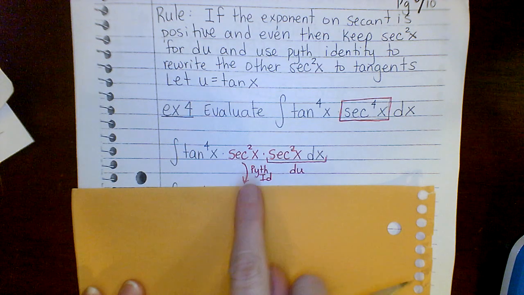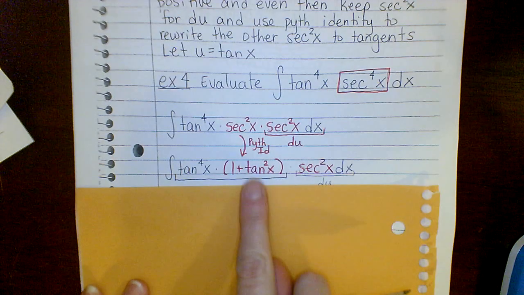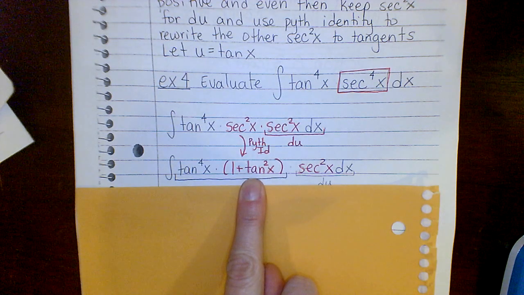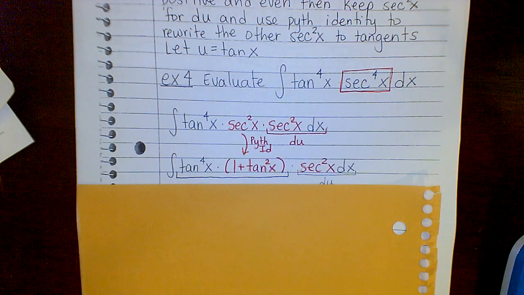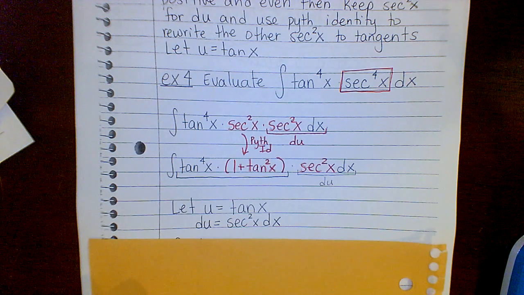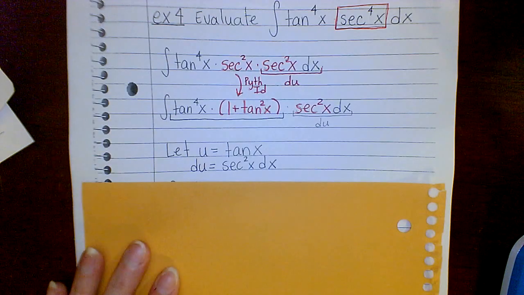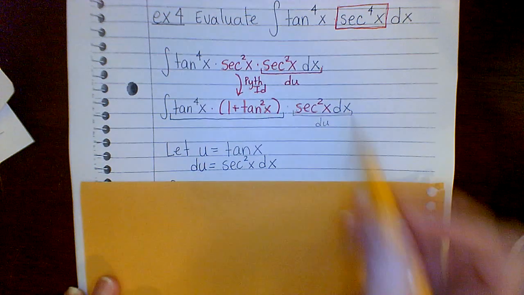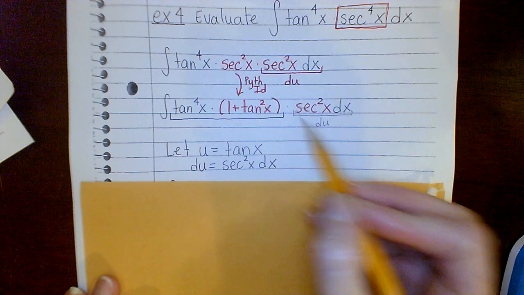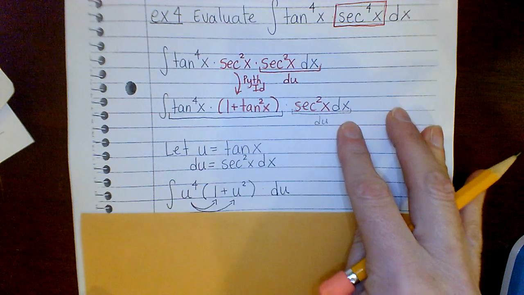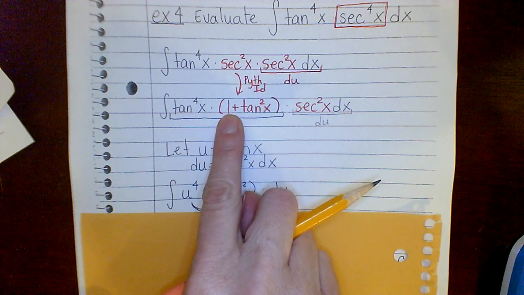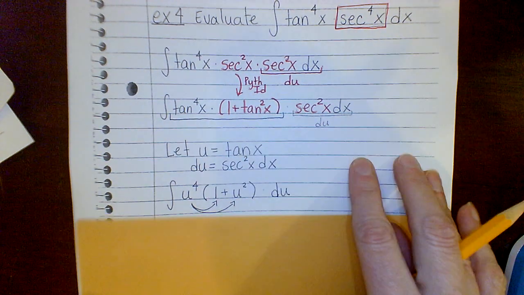This other one, I'm going to use the Pythagorean identity here. So I'm using this 1 plus tangent squared equals secant squared, Pythagorean identity. All right, and then we're set up for our u substitution. We'll let u be tangent. Du is secant squared, so all that gets absorbed into your du. So we end up with just a nice little u to the 4th times 1 plus u squared du.